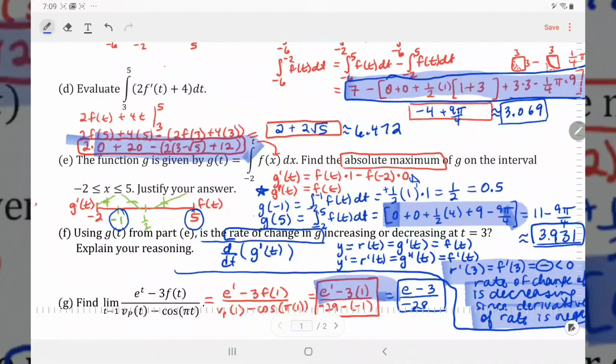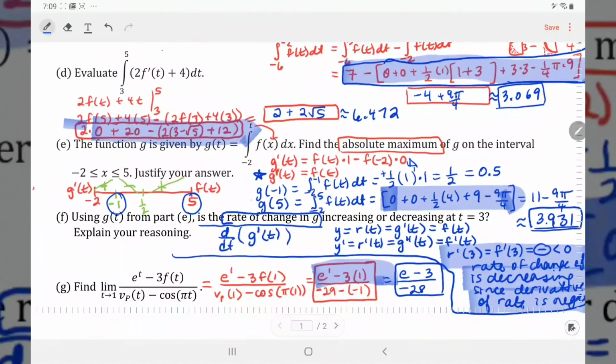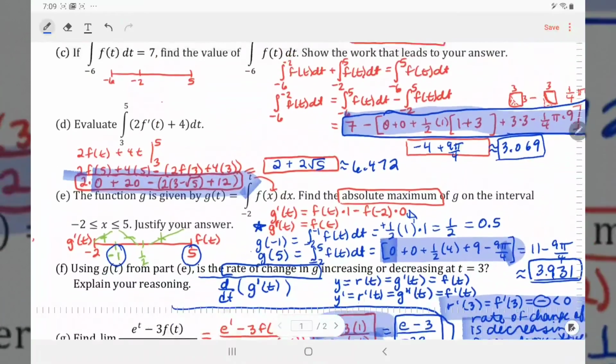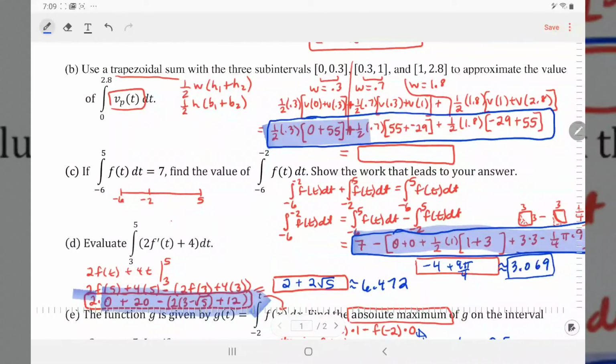And then let me type that one in just in case you did it differently. So 0.5, let's see, 0.3 times 55 plus, I factored out the 1/2, times 26, I think, plus 1.8 times 26. 55 minus 29 is 26. Okay, so I believe this is 40. Oops, let me change back out of this.